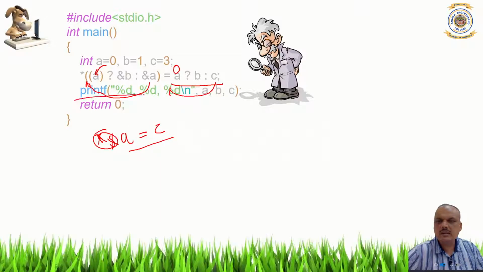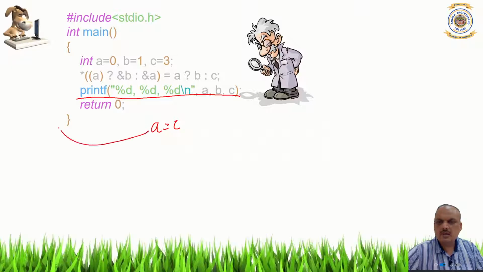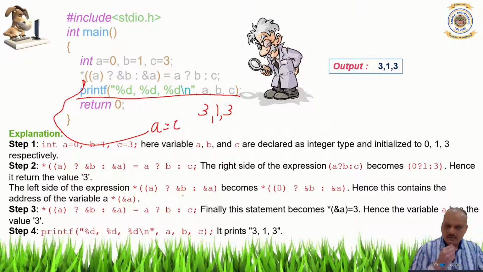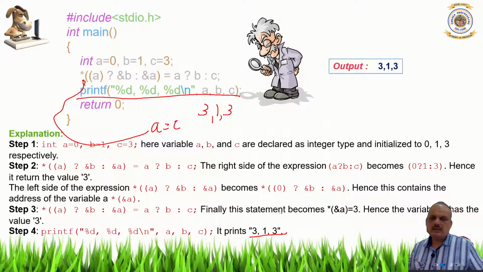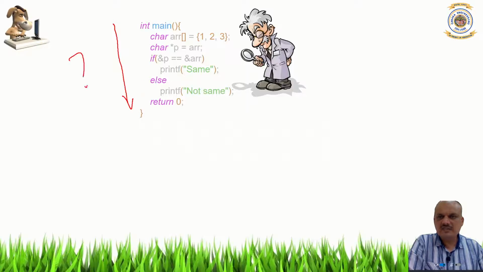When I print them out here, since A is equal to C, what gets printed is the value of C, which is 3, the value of B, which is 1, and the value of C again, which is 3. So the output that you get is 3, 1, 3. That is what gets printed out. Fine. Let's go to the next piece of code. Do the activities, come back, and let's analyze this code from there on.